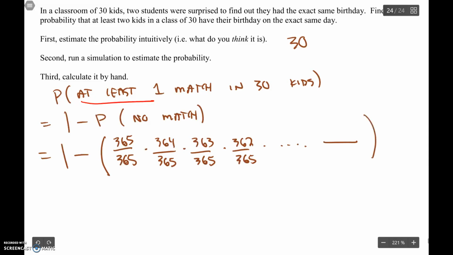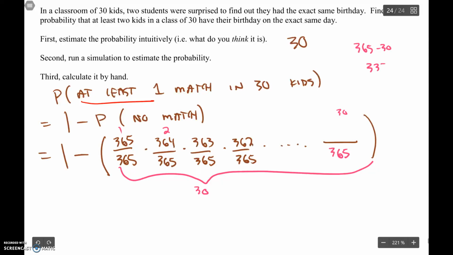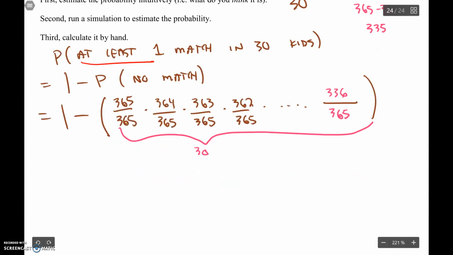Well, the last one. They all have 365 on the bottom. So, by the way, there are going to be 30 of these little factors. This is the first kid, second kid. This is the 30th kid. So there are 30 factors. Last one's going to be 365 on the bottom. So what's the last number on top going to be? Well, it's going to be 365 minus 30, or 335. Well, that's actually going to be the next number. So this is going to be down to 336, I believe. So it gets a little confusing because you got to make sure of that. That's it. That is the probability.